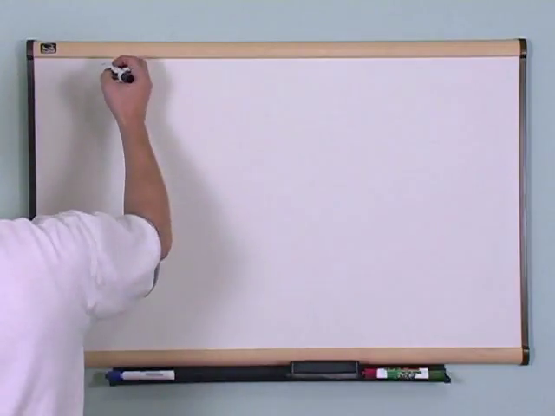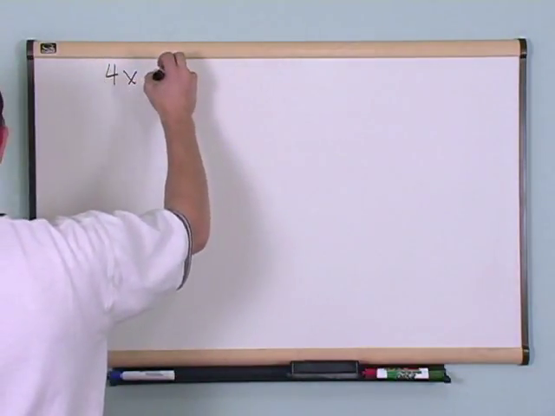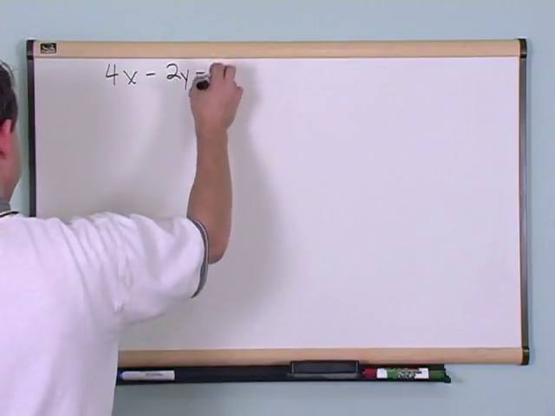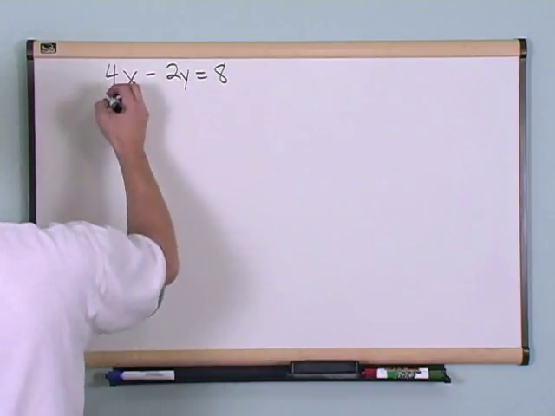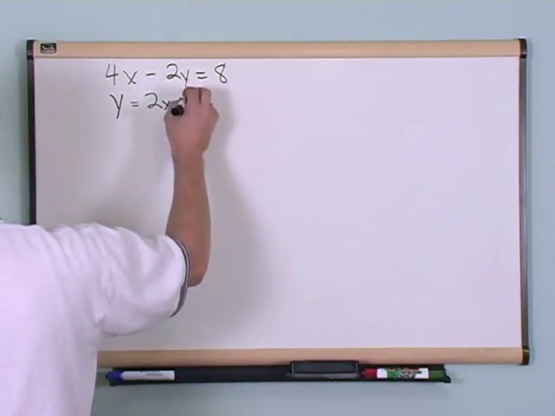Now let's look at a different kind of problem, and this is a really interesting problem. 4x minus 2y equals 8, and also y equals 2x minus 4.